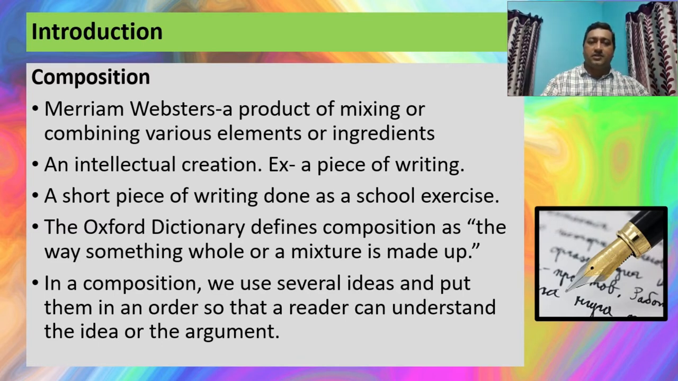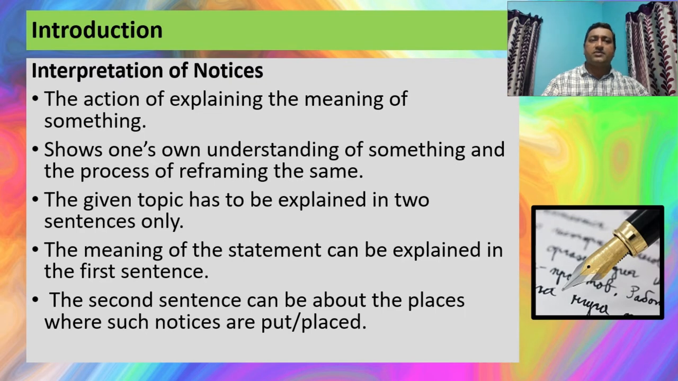The way you create the whole writing decides the merit of your writing. So in a composition, you have to use several ideas and put them together in an order. That order should be good enough for a reader to understand the passage, the idea or the argument. That's how a composition is made: a meaningful and systematic arrangement of sentences based on your ideas. Let's move ahead. Interpretation of notices is one type of composition.